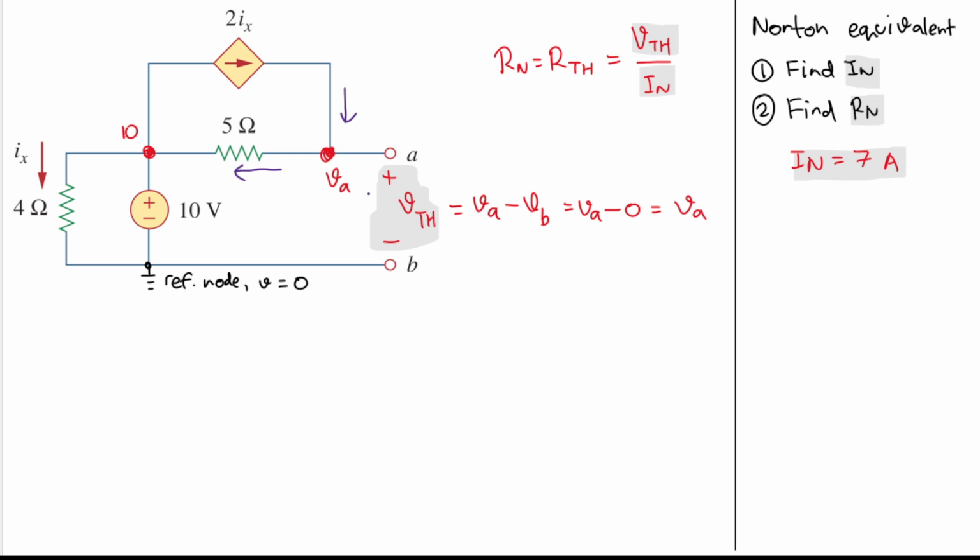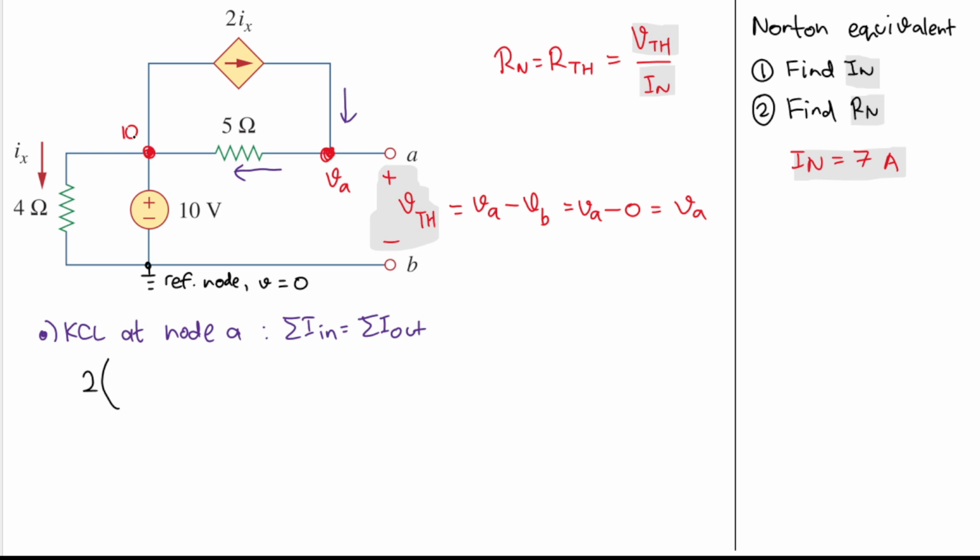And how to find VA? I think I will use KCL at node A. So I will use KCL at node A, right? What does KCL say? KCL says that the sum of the current that goes in is equal to the sum of the current that goes out. Okay, the only current that goes in is 2Ix. So we will have 2Ix. But then we can calculate Ix, right? Let's directly calculate Ix.